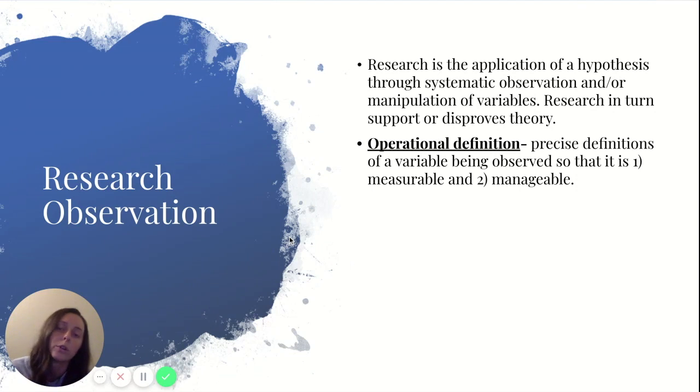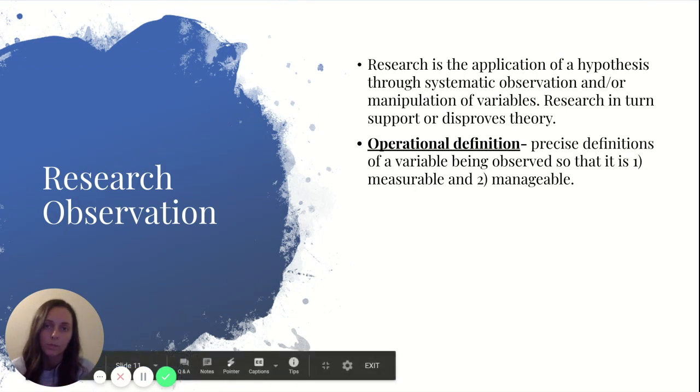Now, this is so, so important. If you have checked out, guess what? Check back in. If you get nothing from this video, please understand what an operational definition is, because for some reason it's a hard concept for a lot of kids to understand. If you're going to test something, if you're going to test two variables, you have to be able to explicitly define those variables and how you're going to test them. So they have to be measurable and they have to be manageable.